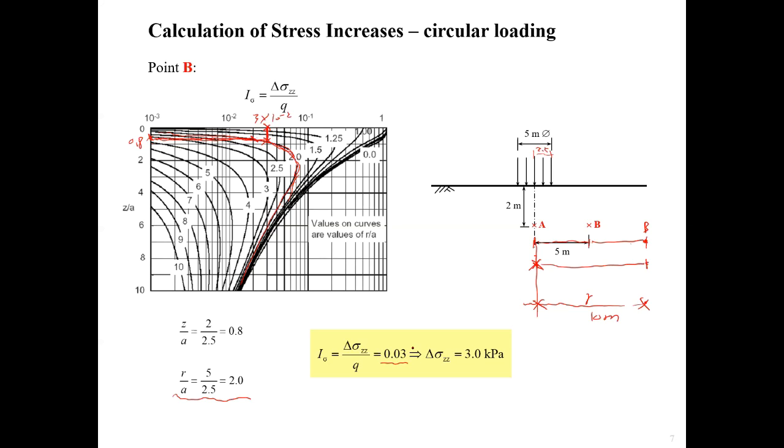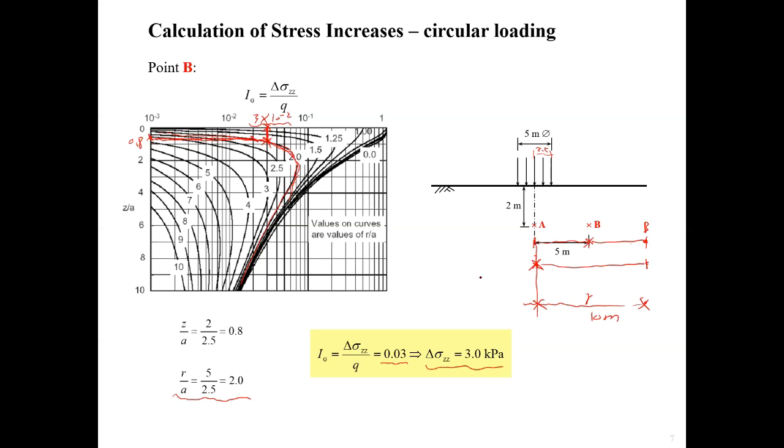So you calculate R over A and highlight that figure, then find the corresponding Z over A and draw a horizontal line. It will intersect with this R over A line at a point. Through this point, you draw a vertical line, which intersects with the horizontal axis, and you take the reading. That gives you the I sigma, which in this case is 0.03. I sigma times Q gives you the stress increase, so 0.03 times 100, because Q is 100. That's how we calculate the stress increase, 3 kPa at the point B.